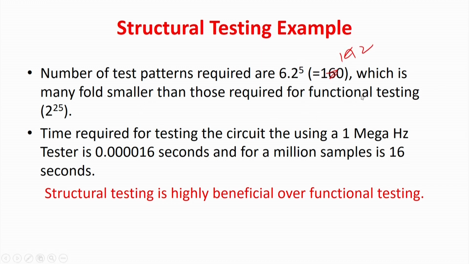So, the number of test patterns required is 6 into 2 to the power 5, basically 192, which is many fold smaller than the 2 to the power 25 required for the full test, and the time required for testing the circuit using a 1 megahertz tester is so low that for 1 million samples it is just 16 seconds. So, it is very feasible. 1 million samples can be tested in just 16 seconds. So, structural testing became highly beneficial over functional testing.